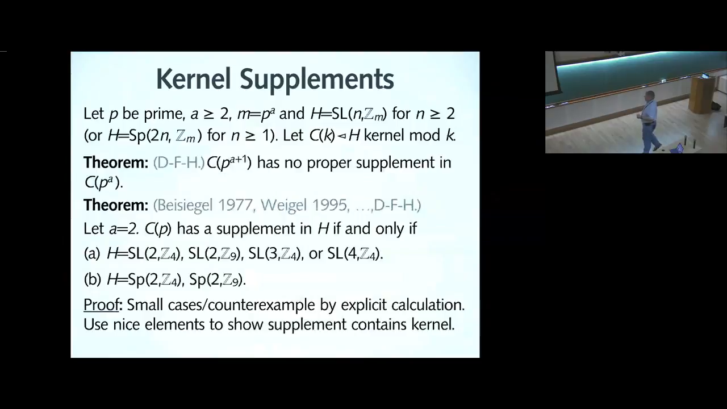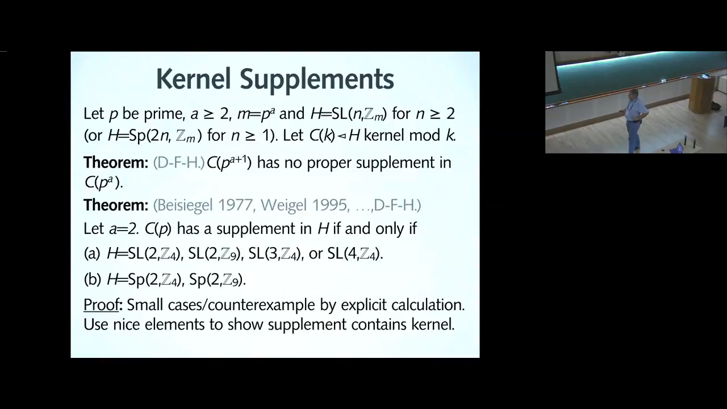And in the case when I work just for a equals 0, there is a theorem which has been proven a couple of times. The first proof we were able to find is due to Beisiegel from 77, where he basically just works with matrices in the case of SL. Then Weigel proved it in 1995, excluding some base cases with some heavy machinery, and we essentially proved the remaining base cases which were missing.